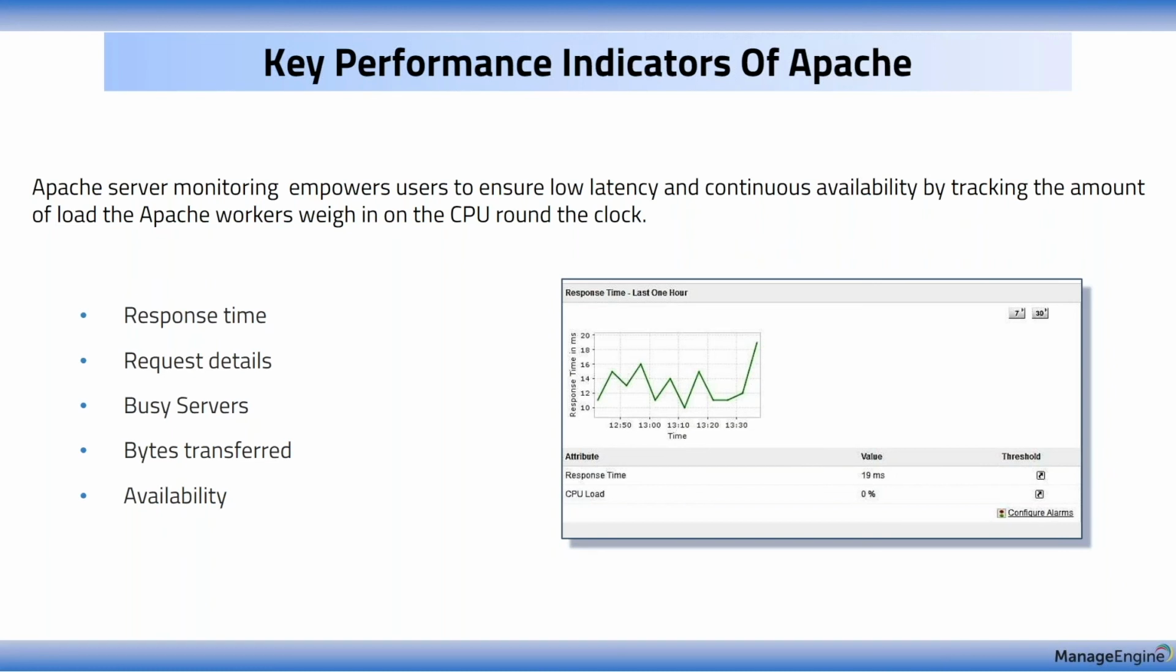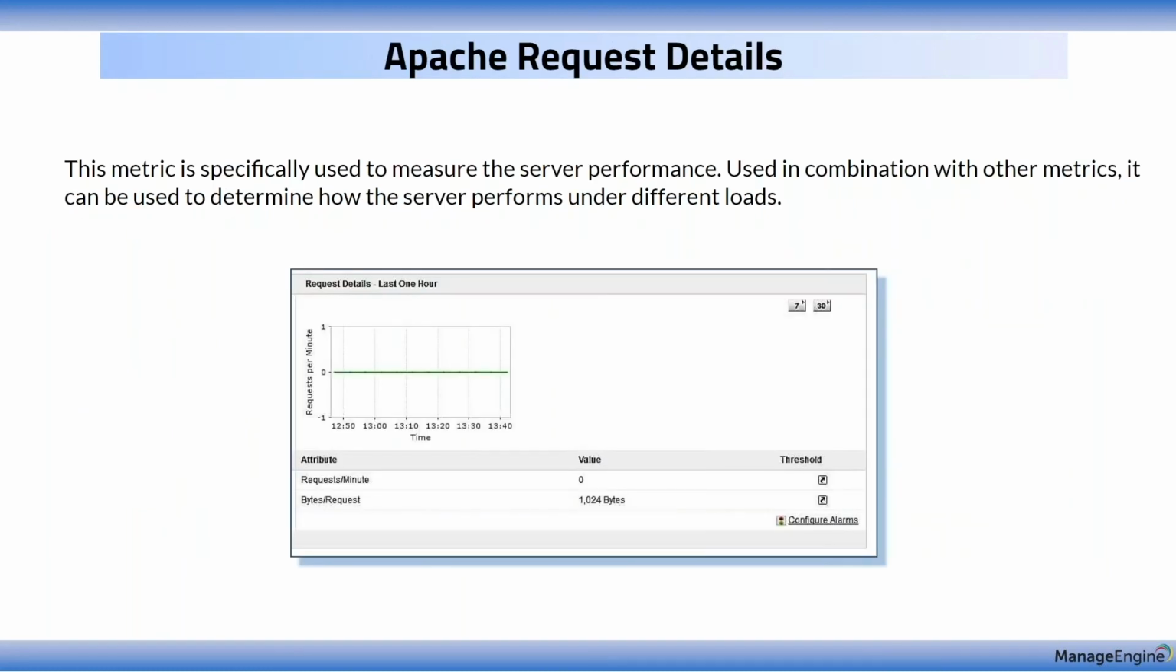Let's see the Apache request details. This specific metric is used to measure the server performance. If Apache is processing your request slowly, it could be due to other components of your stack, such as long-running queries or slow execution of code. By monitoring all your systems, you can correlate the performance data across multiple components to identify such issues. If your metrics indicate that the latency is due to Apache itself, you may want to experiment with reducing the keep alive timeout of the server.